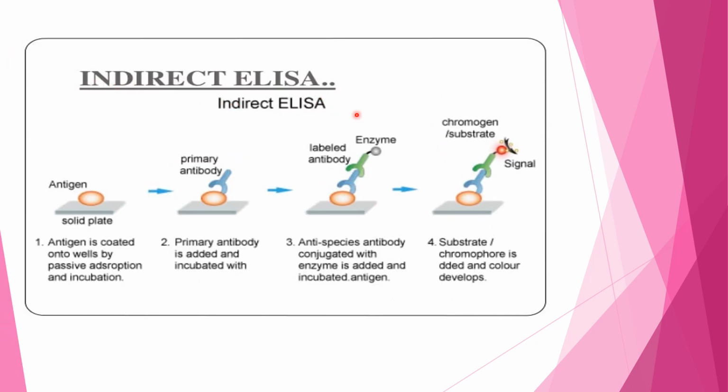Next is indirect ELISA. In the indirect ELISA, the antigen is already attached to the surface of the solid plate. Then a primary antibody is added. This primary antibody attaches to the surface of the antigen. Then after incubation, a secondary antibody which is conjugated with the enzyme is added. This secondary antibody attaches to the surface of the primary antibody. Then after incubation again, a chromogen or substrate is added which gives a signal for the positive results and the signal doesn't appear for the negative result, and they are read in the reader at 450 nanometer wavelength.